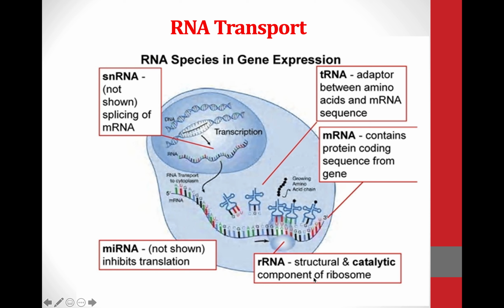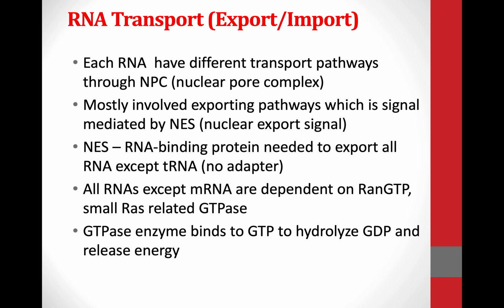rRNA, which is the housing for the translation, and miRNA or microRNA, of course it's not shown because it's actually micro, so it basically inhibits translation. So RNA has to be transported, whether it is exported or imported, to and within the cells. Each RNA has a different transport pathway through the NPC or nuclear pore complex.